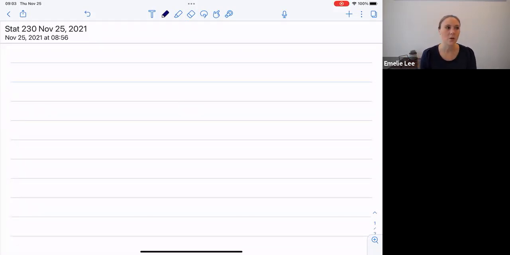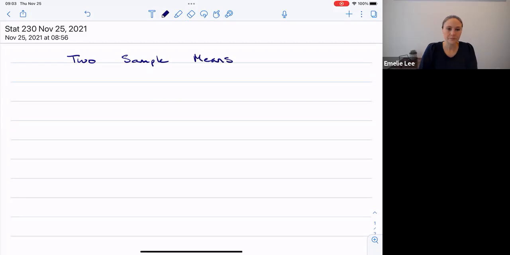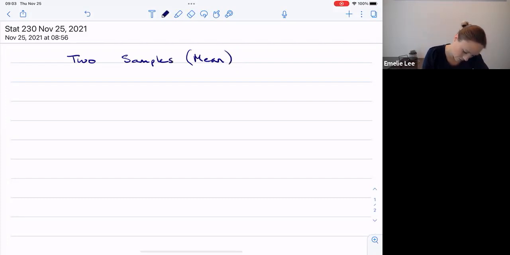Okay, so let's see here. I want to start two samples, or two sample means. There are two ways that we can collect two samples. Maybe what I'll do is switch the pluralness, and you'll see why: two samples for mean questions.